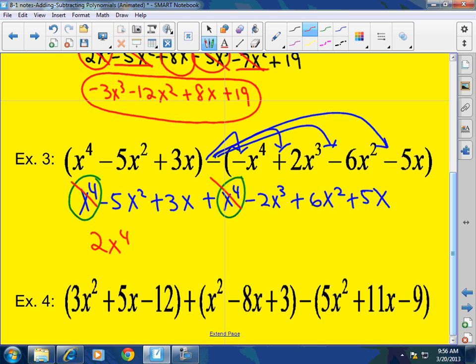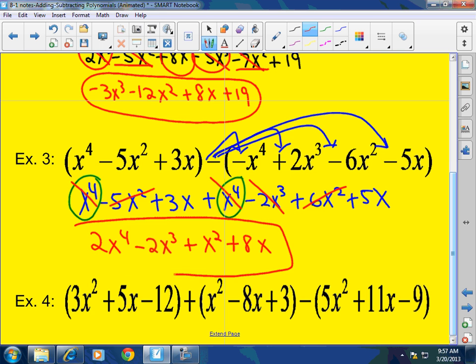No. It's going to be minus 2x cubed. Remember what we said, my friends? That when we're writing a polynomial, we write it in what's called standard form. Standard form goes from highest degree to lowest degree. Next. Plus x to the 2nd or x squared plus 8x. Done.